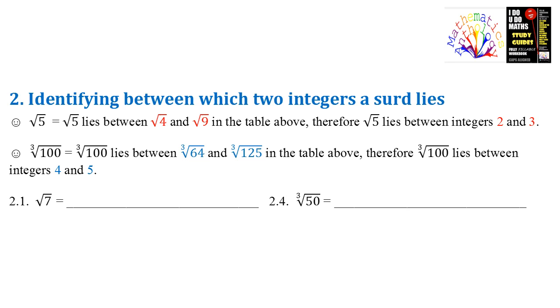The cube root of 50 now. The cube root of 50 would lie between the cube root of 27 and the cube root of 64 in the table in the book there. Therefore, the cube root of 50 would lie between the integers of 3 and 4.